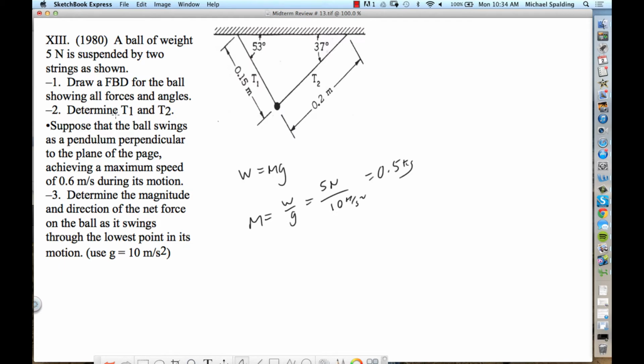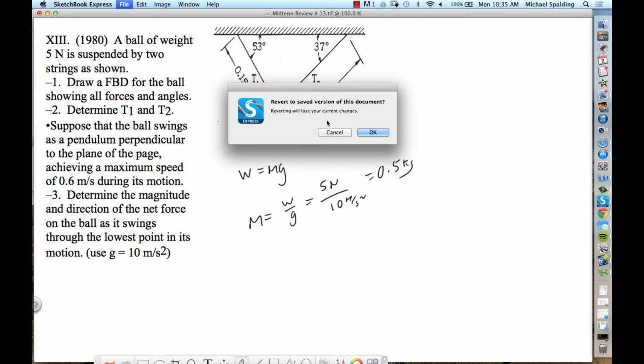Okay, the first question: the ball weight is suspended by 2 strings. First thing they want is a free body diagram for the ball showing all the forces and any angles. So is this ball moving yet or just hanging there? It's just hanging there. When we get down to part 3, the ball is going to be in motion. But for questions 1 and 2, the ball's just hanging there. Okay, so let's do our free body diagram.